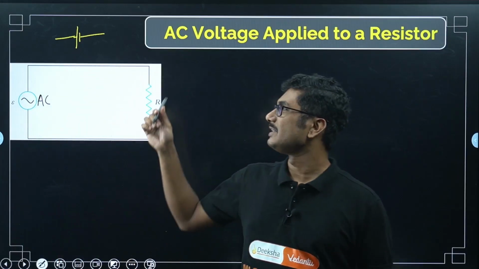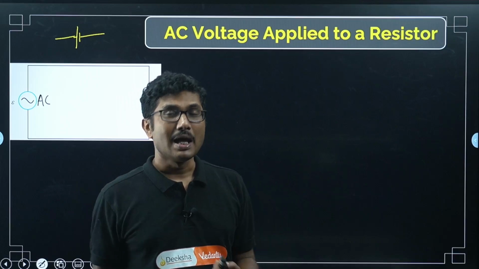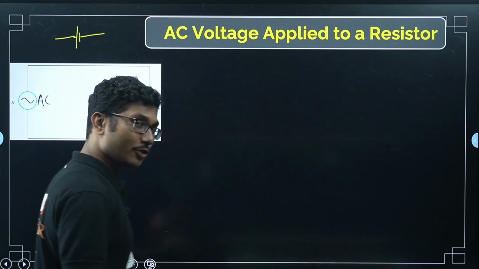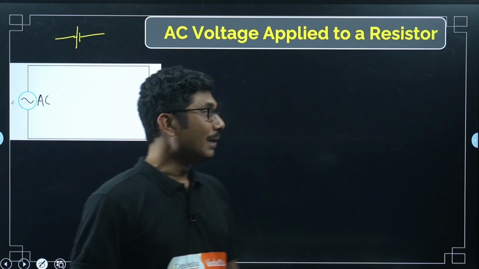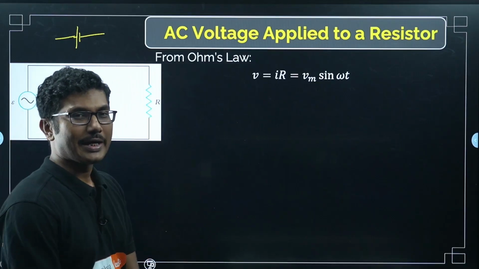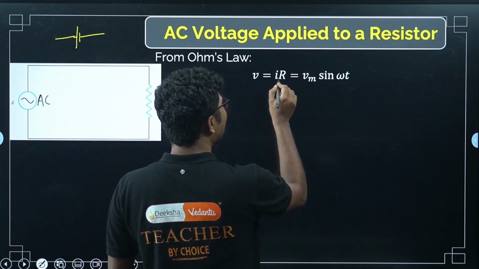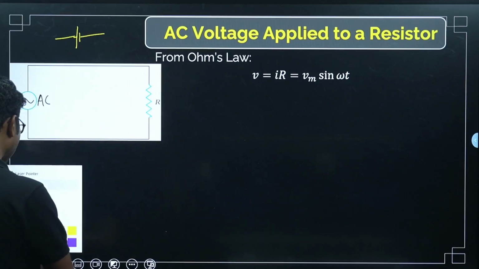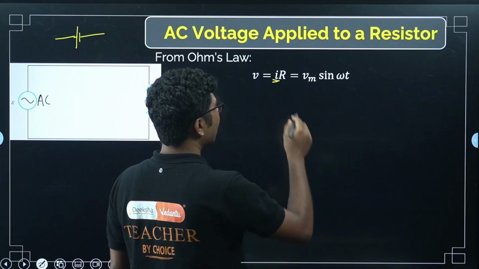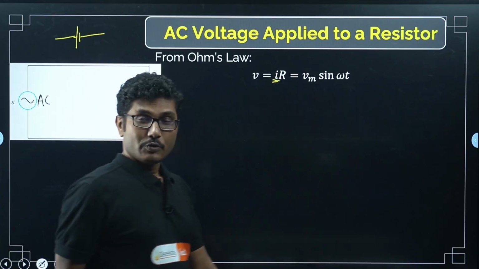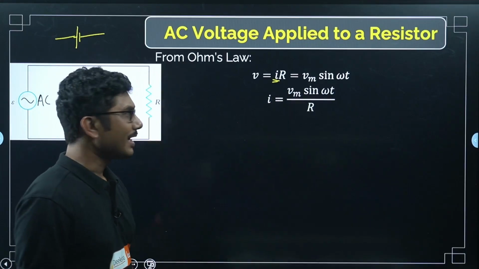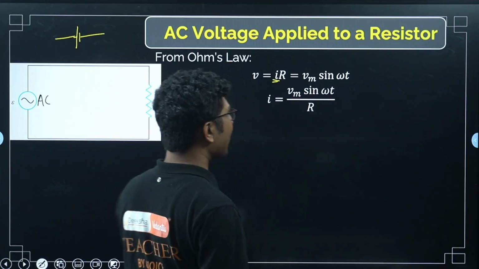The resistance symbol remains the same whether you apply DC or AC, it does not matter. And Ohm's law will still be applicable, but in a different way. We will see that in a while. So from Ohm's law we can write V equals IR. Here this current I is not normal current, this is basically AC current. And we know that V is Vm sine omega t, which we wrote in our previous part. So from this we can find the current. Current will be Vm sine omega t divided by R.